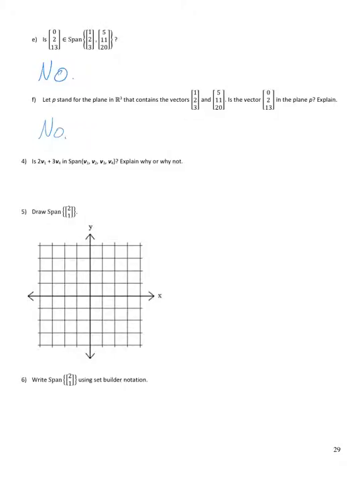Okay, new question. Is 2v1 plus 3v4 in the span of v1, v2, v3, v4? Yes, so the span of a set of vectors is all of the linear combinations of those vectors. And a linear combination is where you put a weight on each vector and add them together. So 2v1 plus 3v4 is definitely in the span because we can put a weight of 2 on v1, a 0 on v2, a 0 on v3, and a 3 on v4 to build 2v1 plus 3v4.